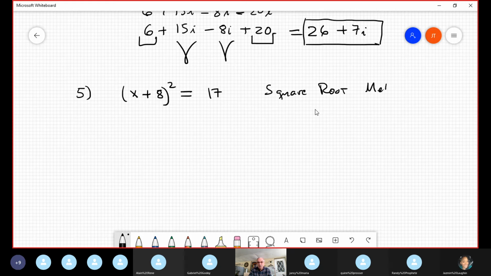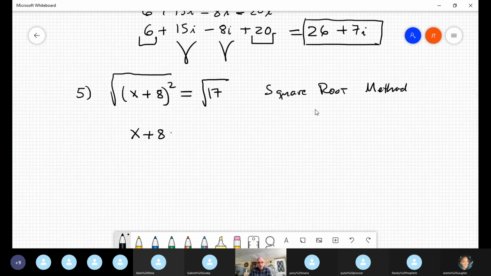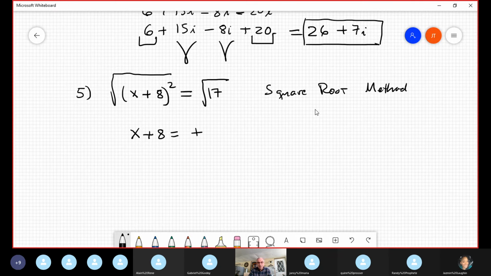Why? Because somebody already did the job of factorization. When you apply the square root to both sides, square root and square cancel out. On the right-hand side, we have plus or minus square root of 17. 17 is a prime number, so there is no simplification, leave it like that. Therefore, the solution for x is minus 8 plus or minus square root of 17. And it's the final answer.